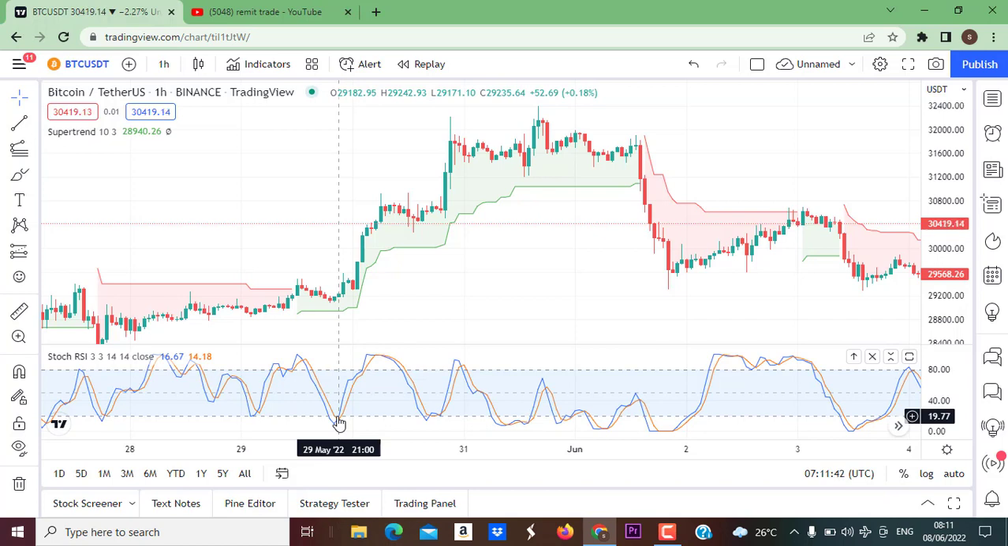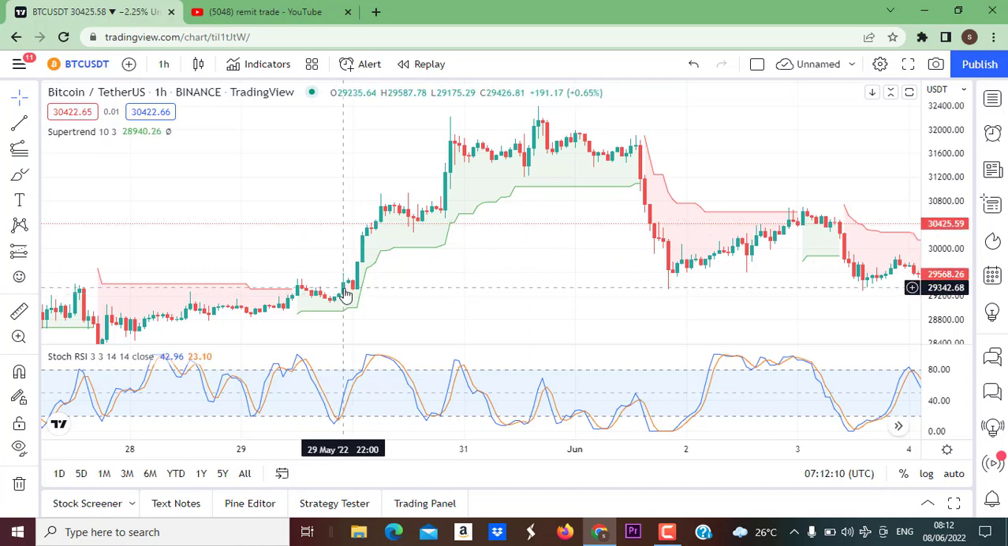At this area, we want to see a crossover between the blue line and the pink line, crossing above the 20% mark on the Stochastic before we enter our trade. And we see this confirmation happen on this very candle right here. So this is the point we want to execute our trade, our entry, for the market to move to the upside.